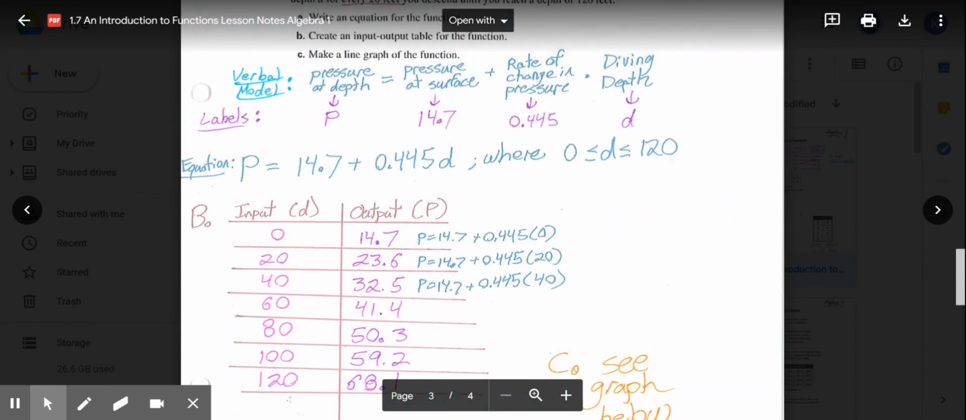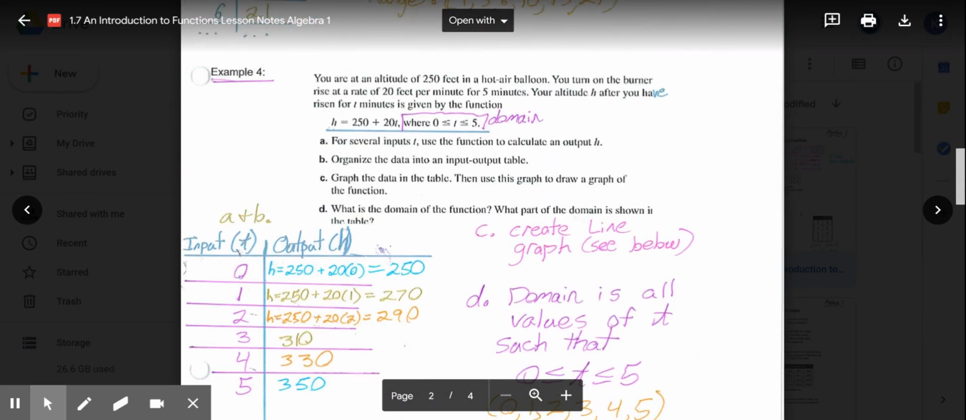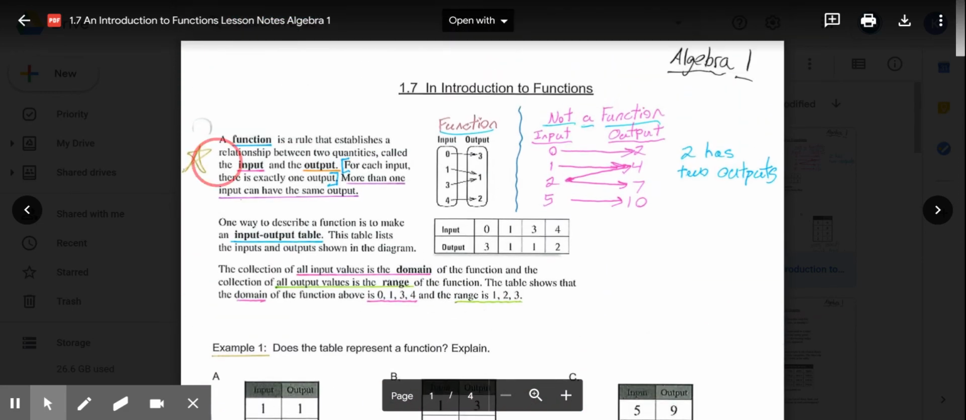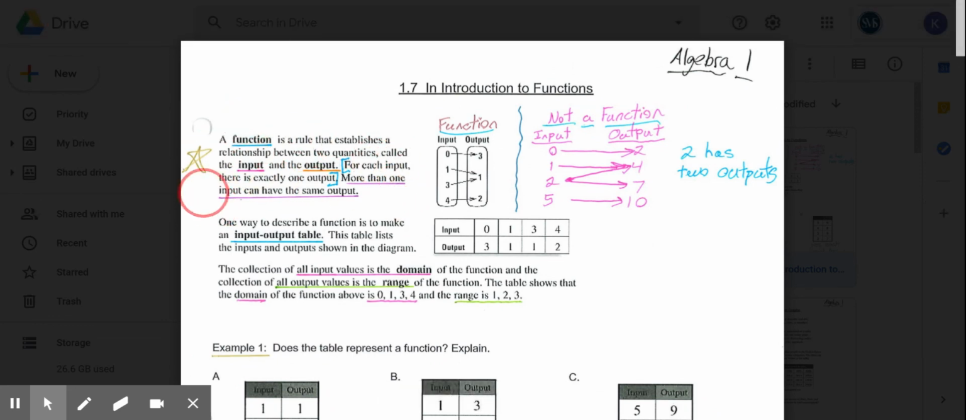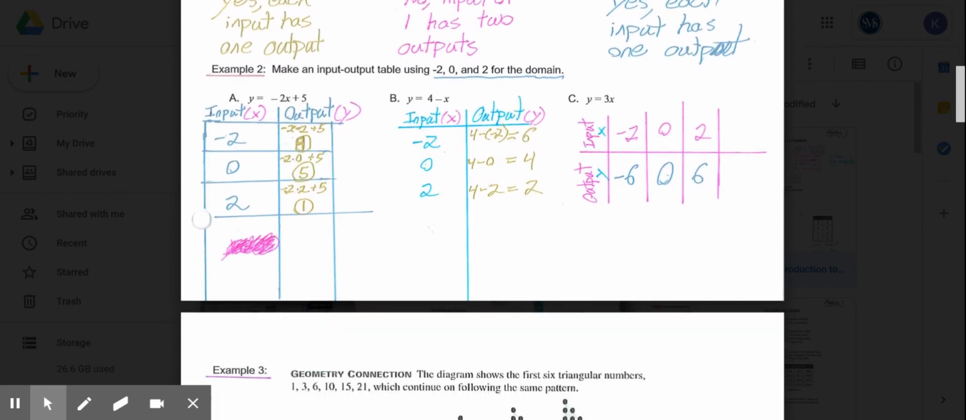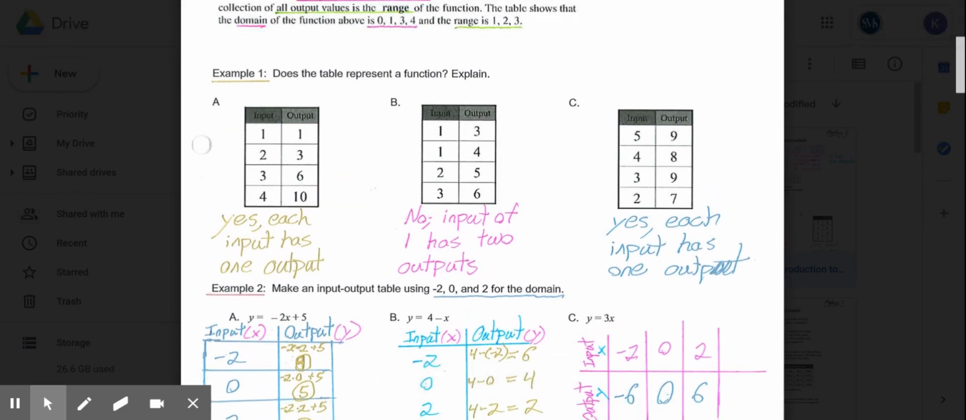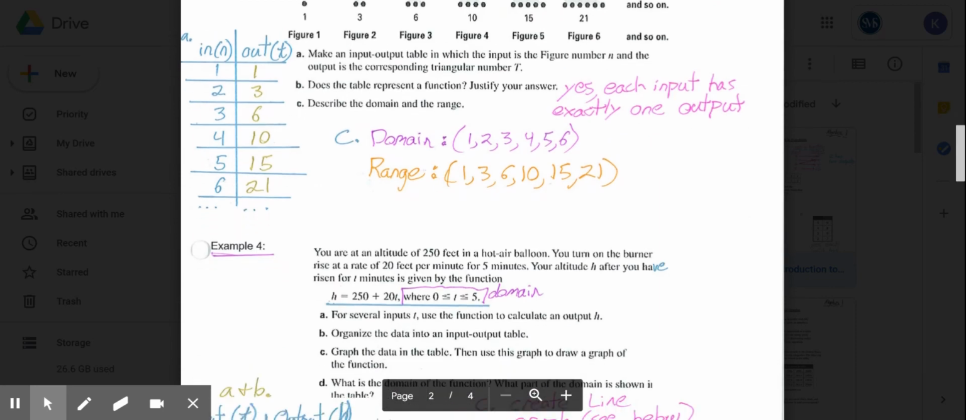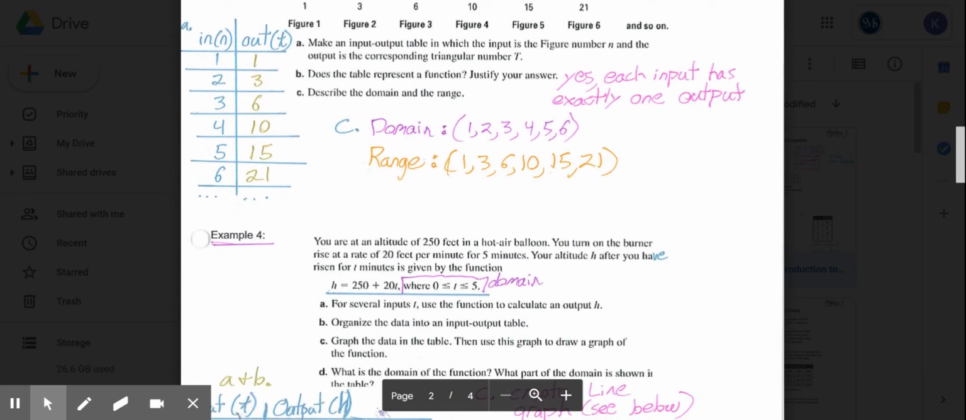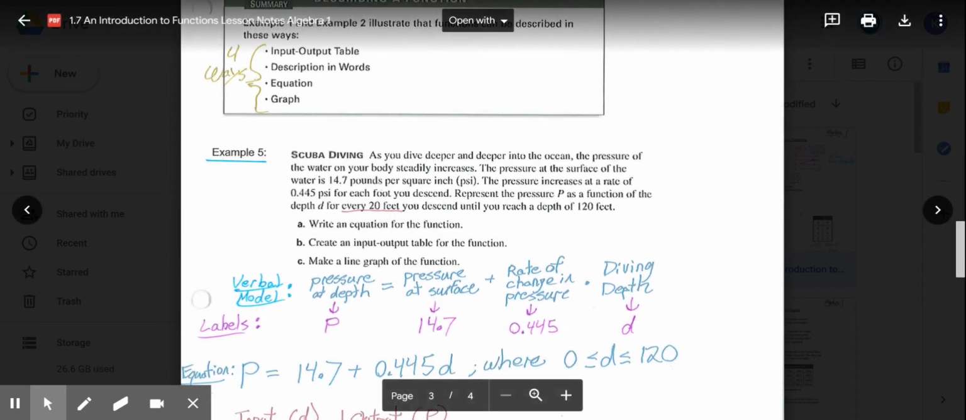So the key to all of this lesson comes down to understanding this piece here, this first paragraph defining a function, how to use input-output tables for your domain and range. Domain is always the input, range is always the output. And then also understanding how to create the graphs based on the different input-output scenarios and the 4 ways to represent a function.